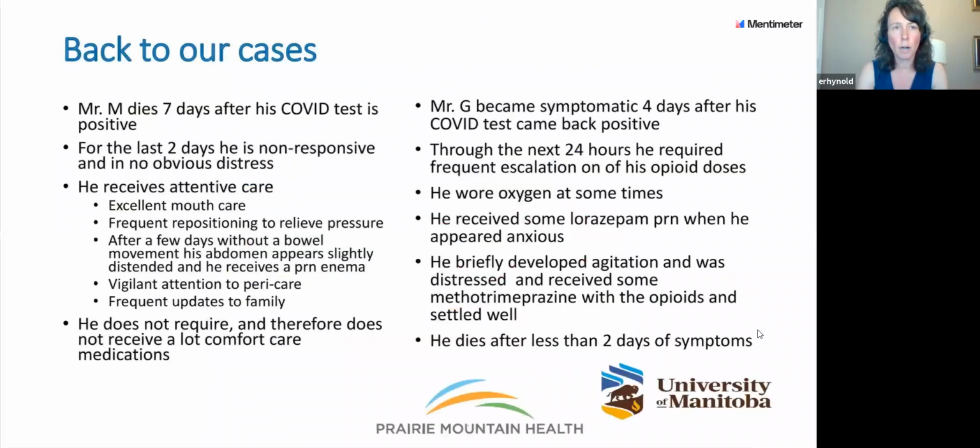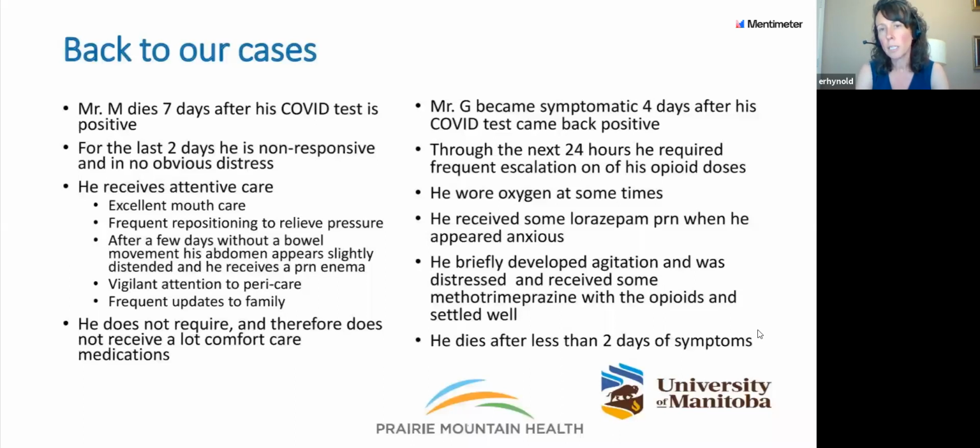So just for our cases, Mr. M and Mr. G. Mr. M dies 7 days after his COVID test is positive. For the last 2 days, he's unresponsive and in no obvious distress. He receives excellent mouth care, frequent repositioning, a few days without a bowel movement. His abdomen appears distended and he receives a PRN enema. He gets vigilant attention to pericare and frequent updates to the family, and he doesn't require, and therefore does not receive, a lot of comfort care medications.